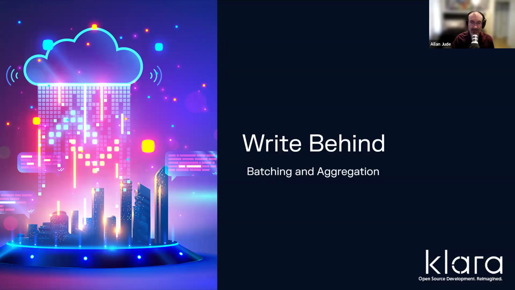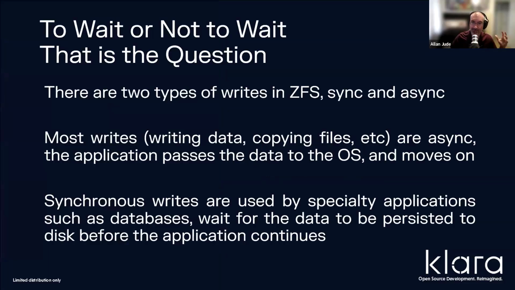So ZFS does batching and aggregating, right? So there are two types of writes in ZFS. A synchronous write, which is the special kind, we'll talk about that in a second, and asynchronous writes, which are your normal writes. So most times if you're saving a file in an application, you're copying files between directories or something, anything like that, that's an asynchronous write. Basically, the application says, hey, operating system, go write this data for me. And immediately the operating system says, okay, and the application goes on and does its next thing.